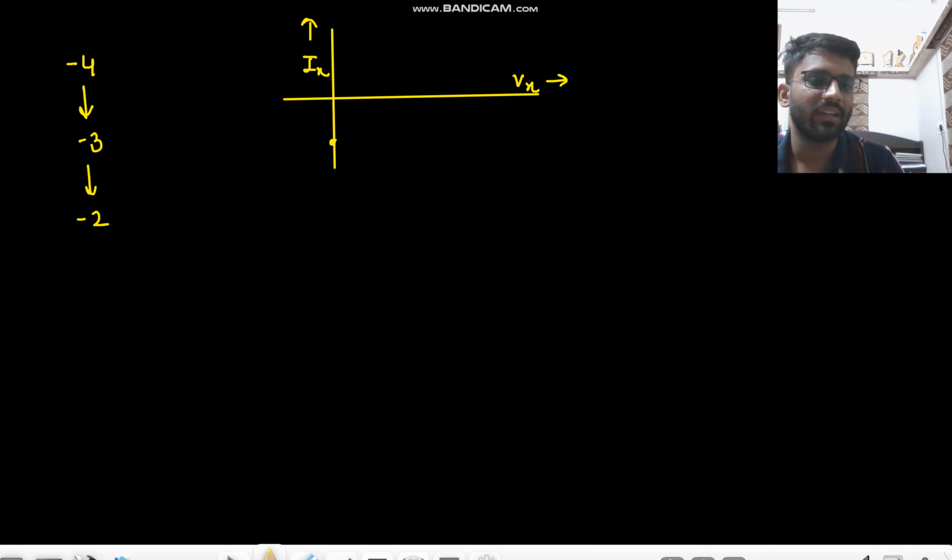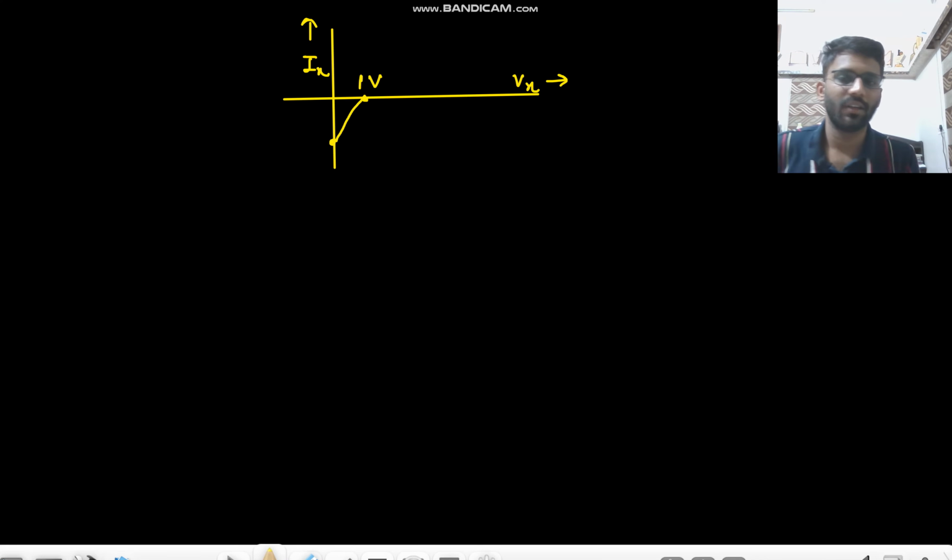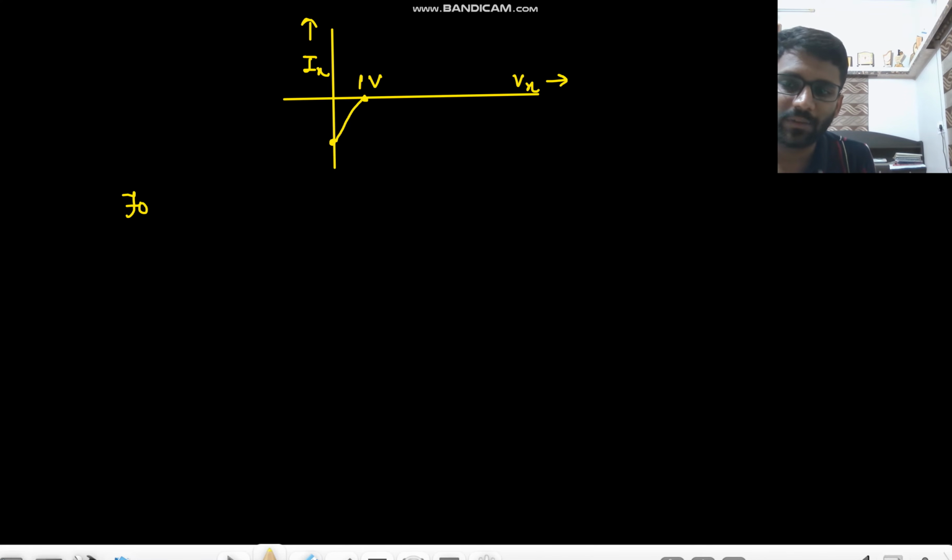The graph will not be linear. The region of operation of the MOS is linear, right? So it will go something like this. This is Vx equals 1 volt. Till this point, everything is clear, right? Just think about it. So it is starting from here and it goes like this. Now for Vx greater than or equal to 1 volt.